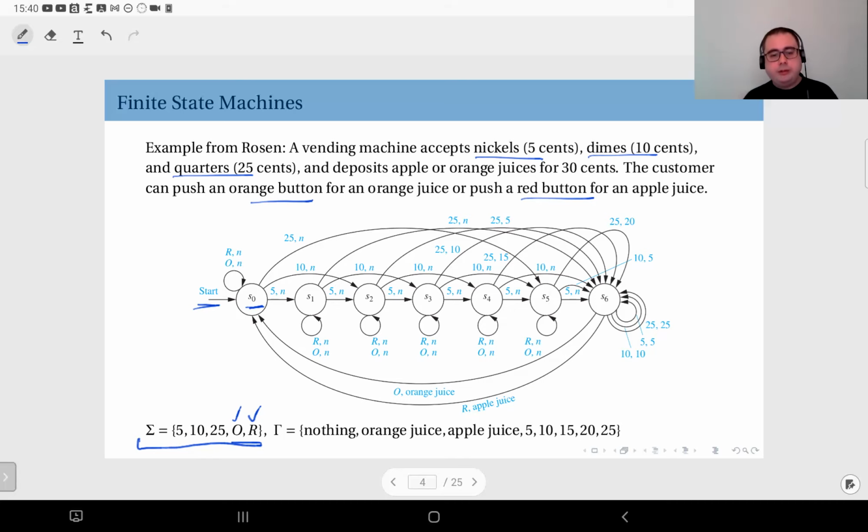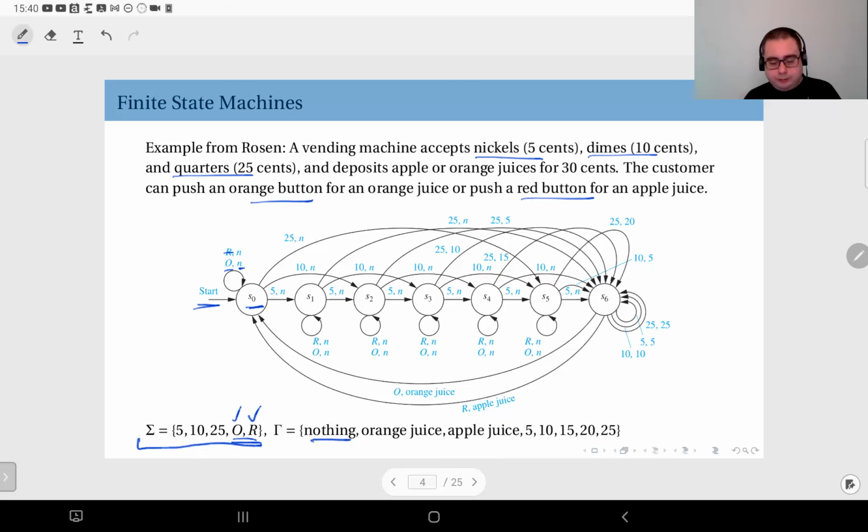Of course, from this, as I said, you have 5 possible inputs. If the buttons are pressed, either of them, you will do nothing because no money is input, so you are expecting money. Therefore, if orange or red are the inputs, then you stay in the same state and you do nothing. N here represents nothing.